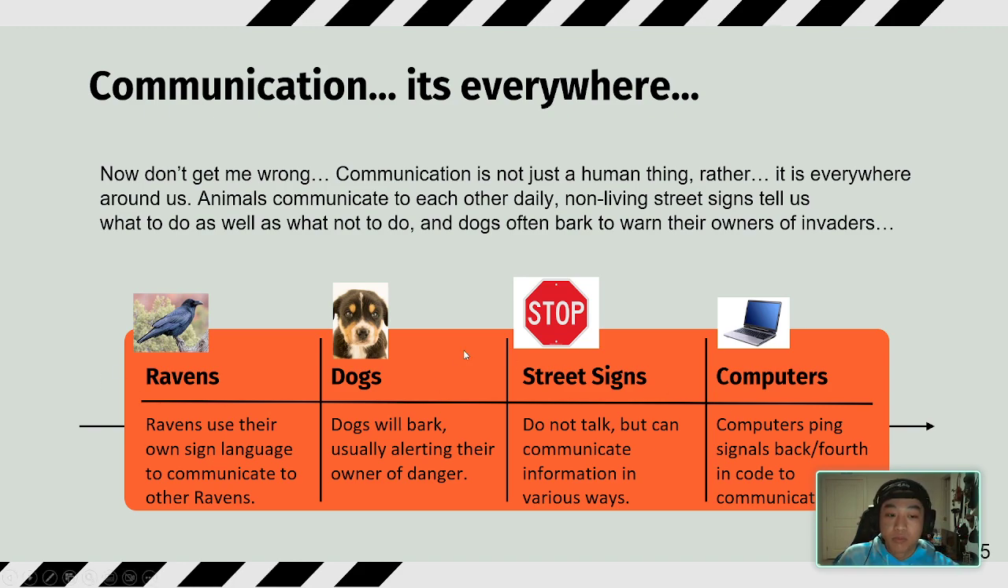So down here I have a few different types of scenarios. Some I just talked about up here, but ravens will use their own sign language to communicate to other ravens through their beaks and claws as well as wings. Dogs will bark, usually alerting their owner of dangers, or even trained dogs that can sniff out different substances. They will bark and let their owners know if they smell the substance. Street signs, non-living, but still can communicate with us. They don't talk, they don't say anything, but they do inform us what to do in various situations.